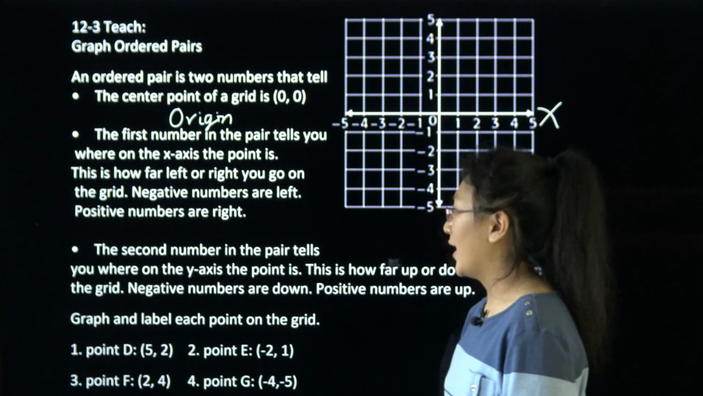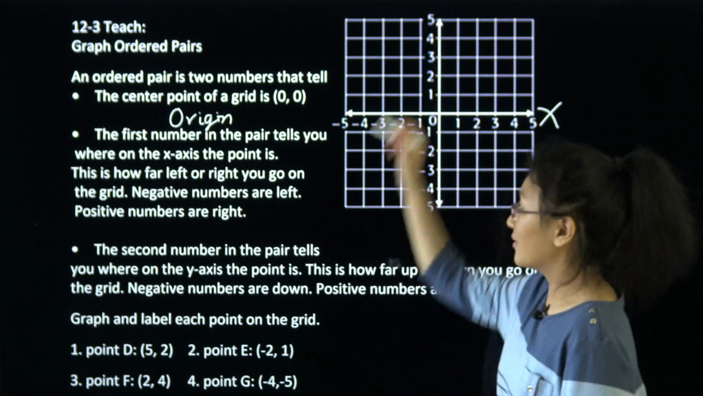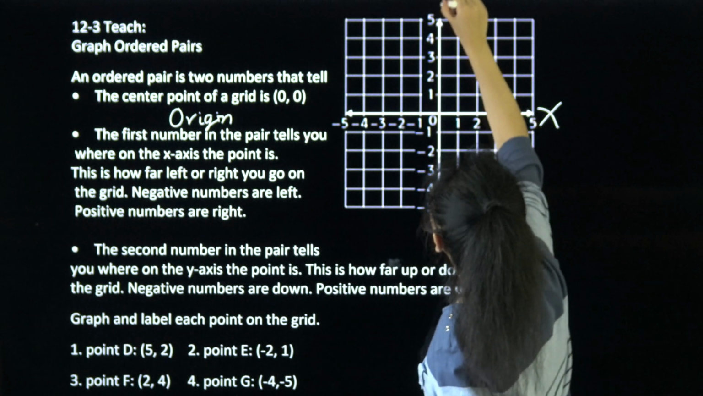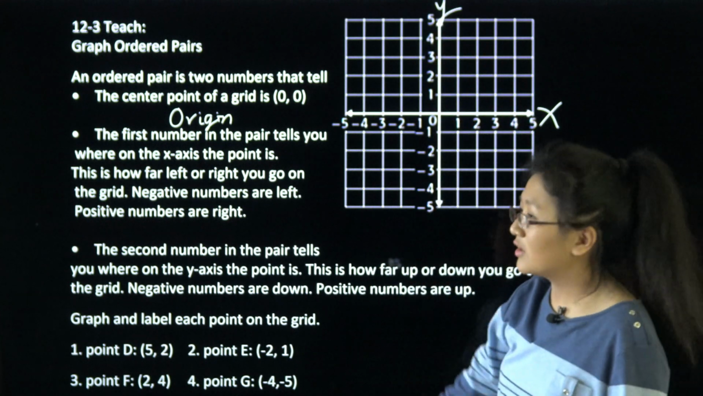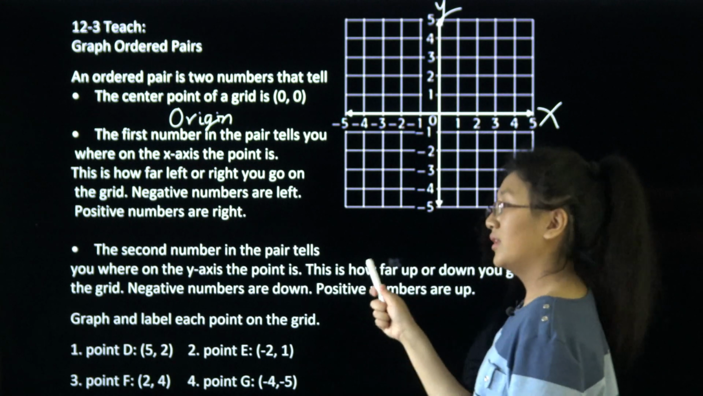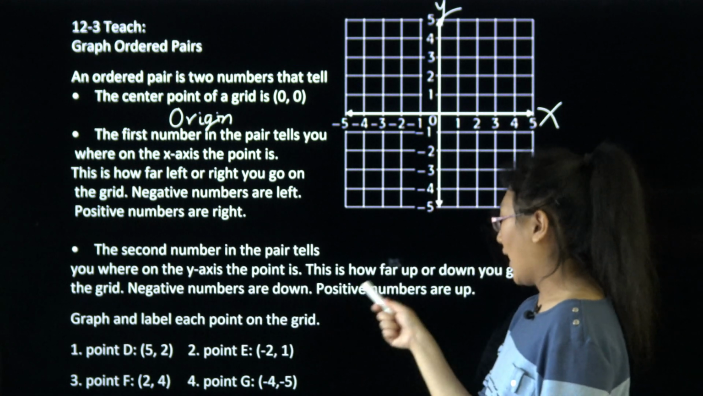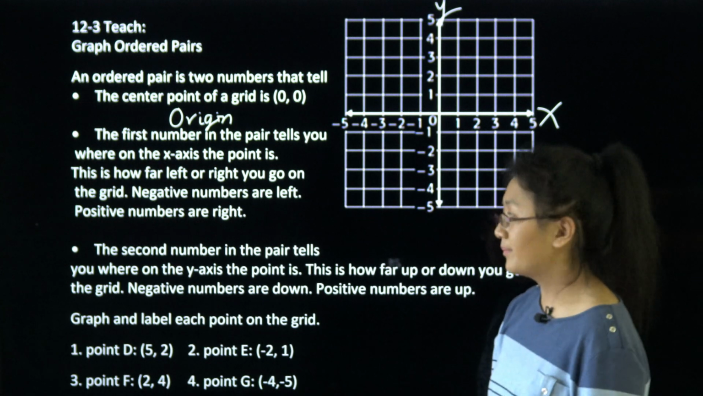The second number in the pair tells you where on the y-axis the point is, which is the vertical one. Now I'm just going to label the y-axis. Usually you label y on the top. So this is how far up or down you need to go on the grid. Negative numbers go down and positive numbers go up.